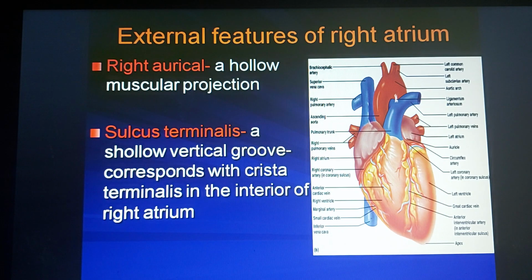Coming to the external features of the right atrium. The right atrium presents externally the right auricle. This one is the right auricle, which is a hollow muscular projection.